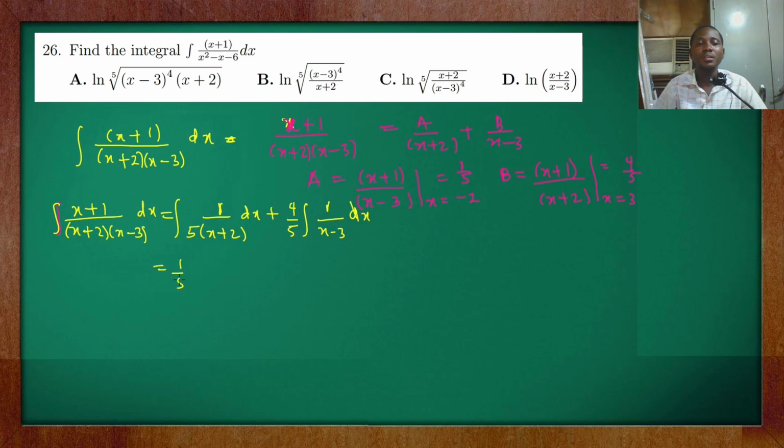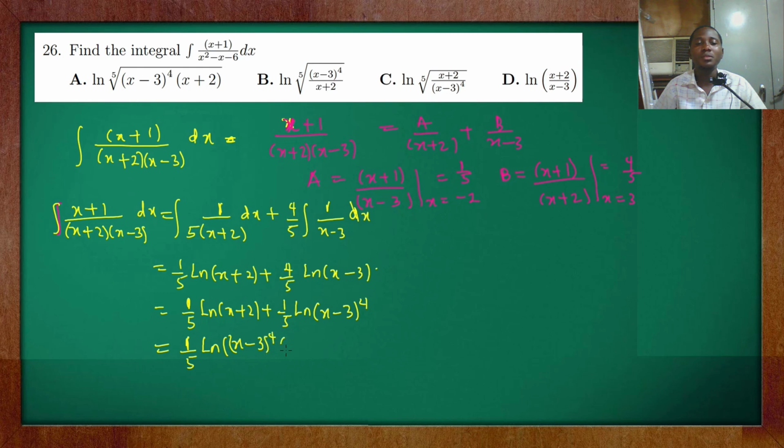Of course, you know that this will give us 1 over 5 ln x plus 2, then this will give us 4 over 5 ln x minus 3. Okay, and here if you bring 4 here, that means I have 1 over 5 ln x plus 2 plus 1 over 5 ln x minus 3 raised to power 4, from your law of logarithm. And that means that you have this to be 1 over 5 ln x minus 3 raised to the power 4 multiplied by x plus 2, okay, and this itself can be written as ln the 5th root of x minus 3 raised to power 4 then multiplied by x plus 2. All right, so the correct option to this question is what? Option A.